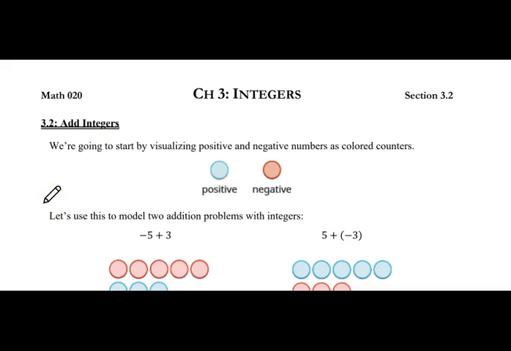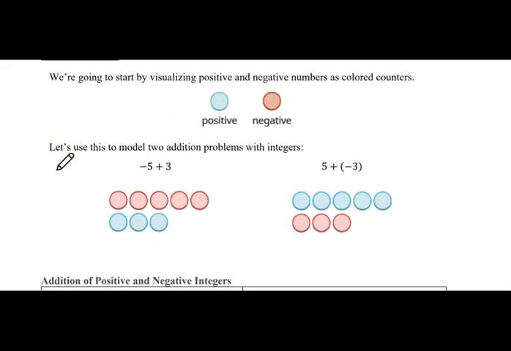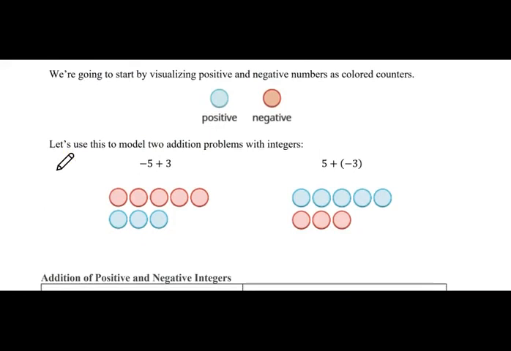Before we can formally review the rules of adding integers, let's go ahead and look at the conceptual picture, what happens when you add positive and negative numbers. So we're going to start by visualizing positive and negative numbers as colored counters. The positive numbers are in blue, the negative numbers are in red. So using this model, we will model two addition problems with integers.